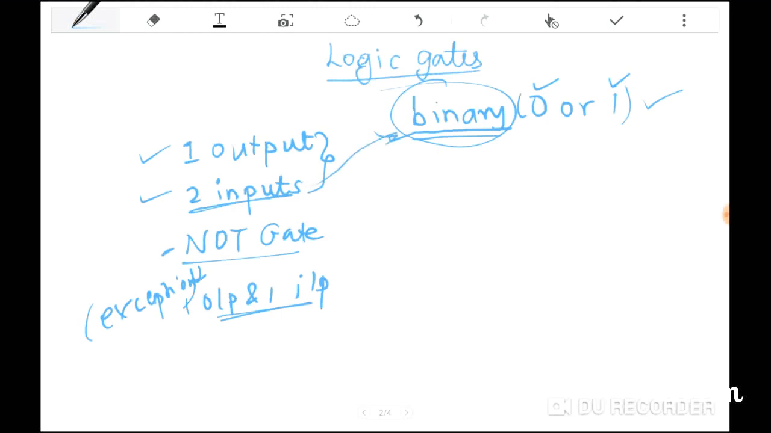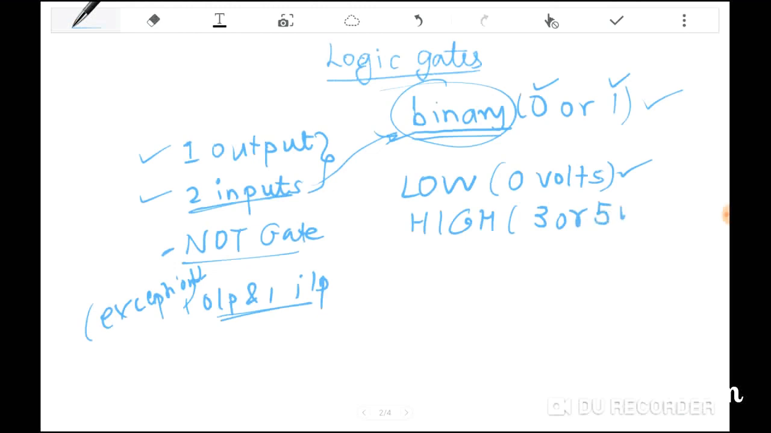Is this clear? The logic level low, that is capital LOW, represents 0 volts. Whenever I use the word low, it represents 0 volts. And whenever I say high, it will be 3 or 5 volts. So remember these terms. Whenever I use low in the output, it will be 0 volts, and whenever I use high in the output, it will be 3 or 5 volts, the positive supply voltage.